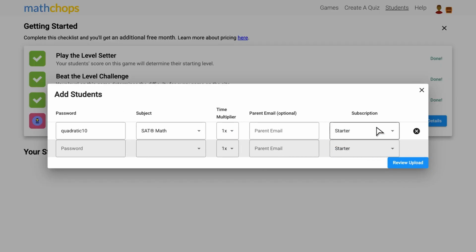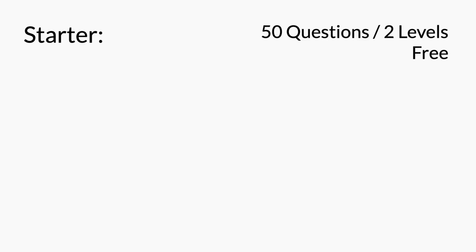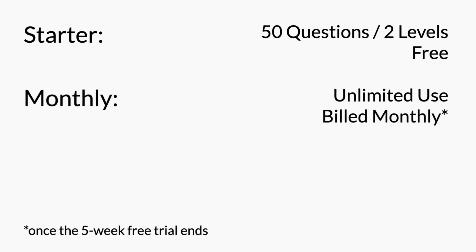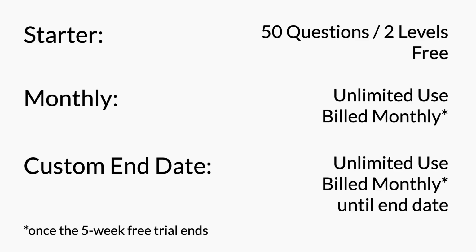I'm going to skip this field, but you'd enter the parent email if you wanted them to get a weekly report. For the subscription type, choose monthly or custom end date. The starter accounts get locked out after 50 questions or after they've beaten the level challenge twice, whichever comes first. The monthly accounts auto-renew every month. The custom end date ones downgrade to free starter accounts on the date you select.